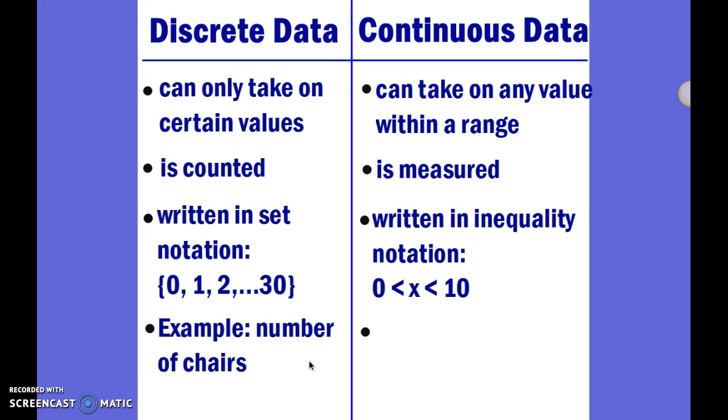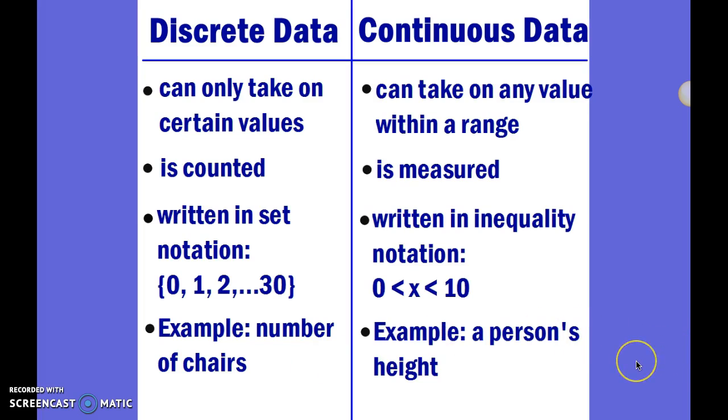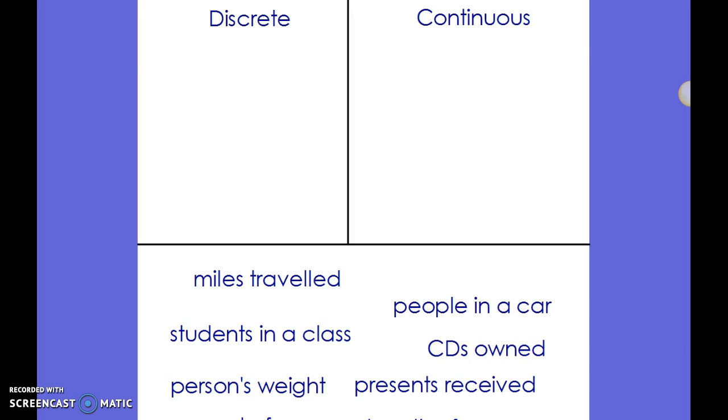I cannot have part of a chair. I can only have whole chairs. So the number of chairs is discrete data because I have whole numbers. An example of continuous data is a person's height. A person's height can be a whole number or it could be a decimal. Somebody could be 35.5 inches tall. So it's continuous data.